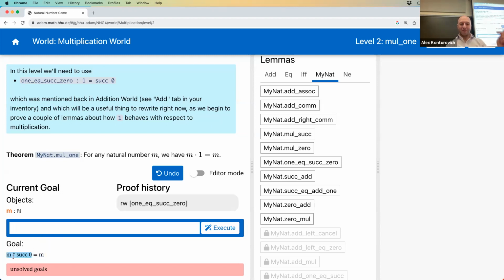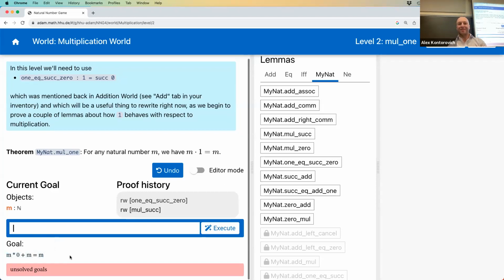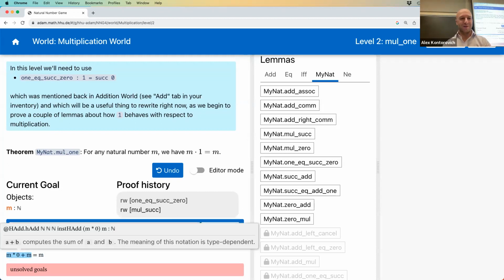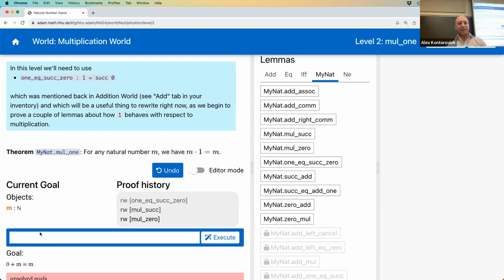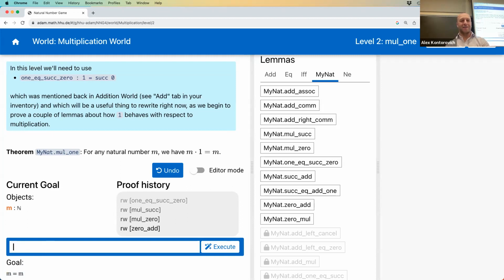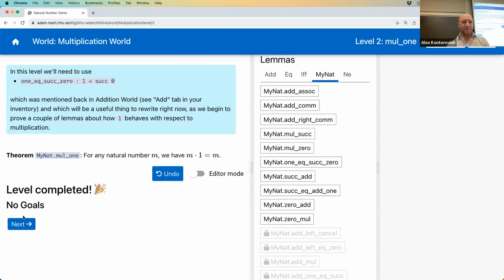We have mul suck, the multiplication and then the successor. Rewrite mul suck. That will give us this. Now what? M times 0 is mul 0. Rewrite mul 0. And now we have 0 and then add. Exactly. Everybody see that? Okay, next.